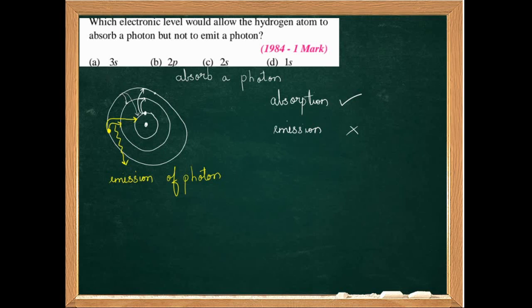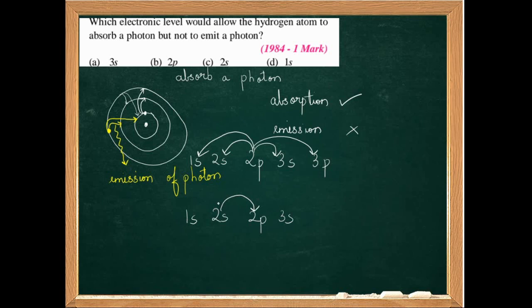Then if I consider 2p, 2p also has energy levels which are below it and which are above it. Above 2p will help in absorption. 2p has levels above, which are 3s and 3p, so the electron can absorb and go there. And 2p also has lower energy levels, so it can emit energy and go to these levels. So both are possible. Now if I consider 2s, 2s has energy levels lower and also energy levels above. So 2s can absorb energy and go to higher energy levels and can also emit energy.